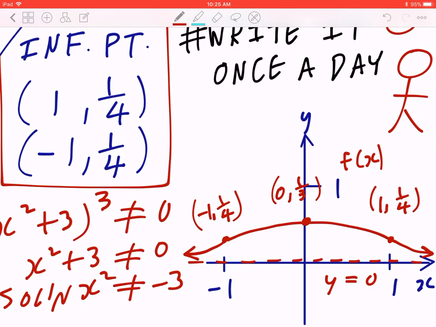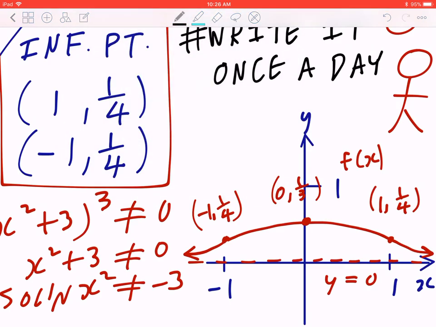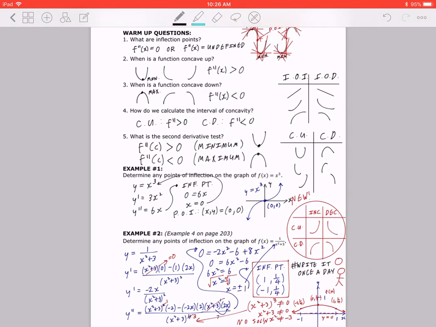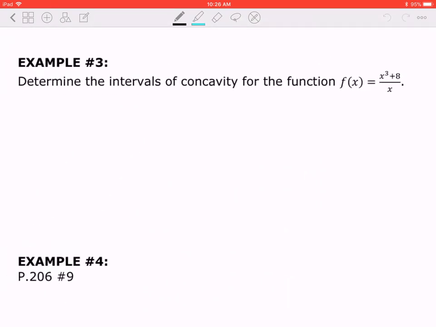So again, at any given time, if you want to double check your work, you can draw a graph, either manually or with Desmos, and that's the best way to maximize your mark. Now we're going to continue with example number 3. Determine the interval of concavity for the function f of x equals x cubed plus 8 divided by x.